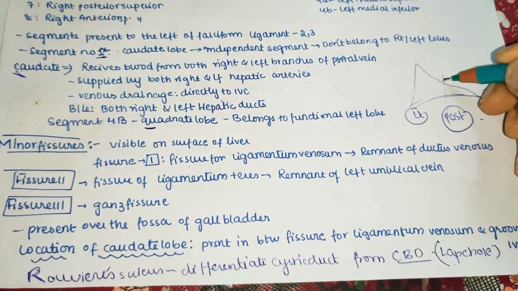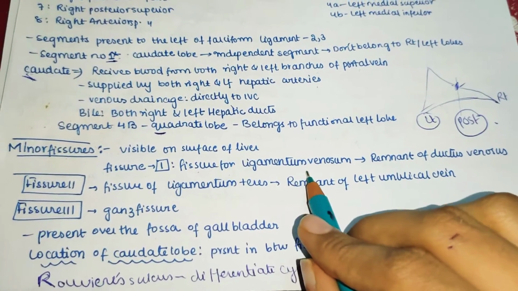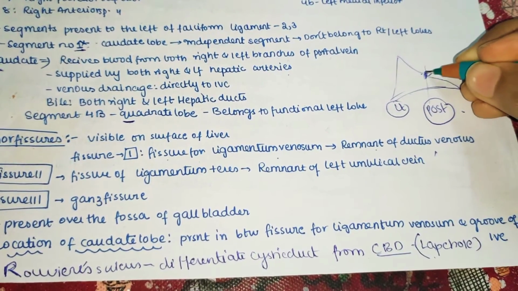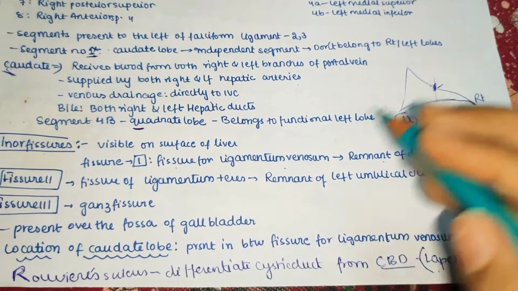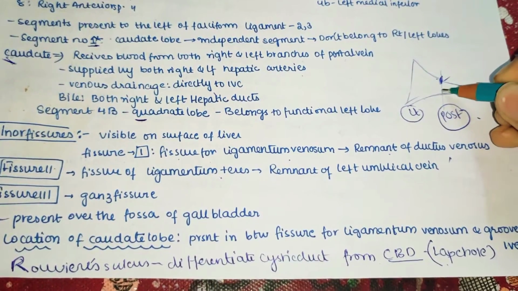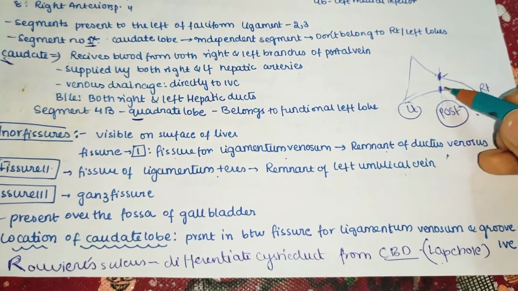Fissure number 1 will be here for the ligamentum venosum. So what is the ligamentum venosum? It is actually a remnant of the ductus venosus. So this is present over here like this. And fissure number 2 is the fissure for the ligamentum teres. So it will be over here. It is a remnant of the left umbilical vein.